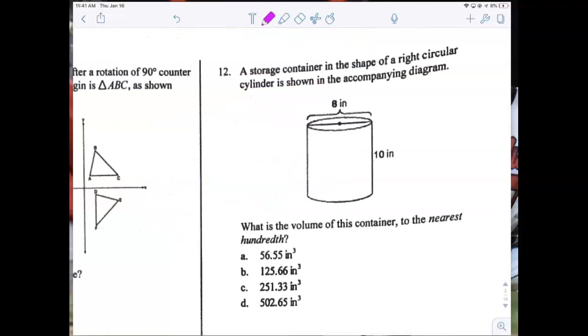So number 12, we've done a lot of these in warm-ups this year. We have a volume formula, and this is our good old friend, the right cylinder, circular cylinder.